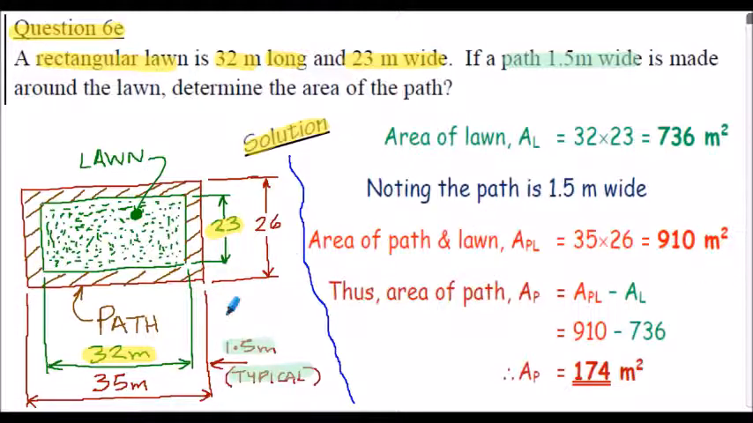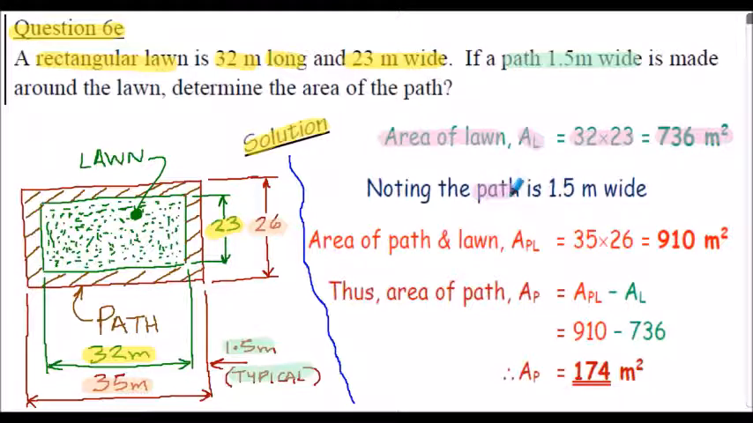So this allows us to work out the total length of the lawn plus the path. Don't forget the path will be on either side of the lawn. And we can work out the width of the lawn plus the path is going to be 26 meters. So evaluating the area of the lawn, denoted AL here, that's 32 meters multiplied by 23 meters, so 736 meters squared. That's the area of the lawn shown here.